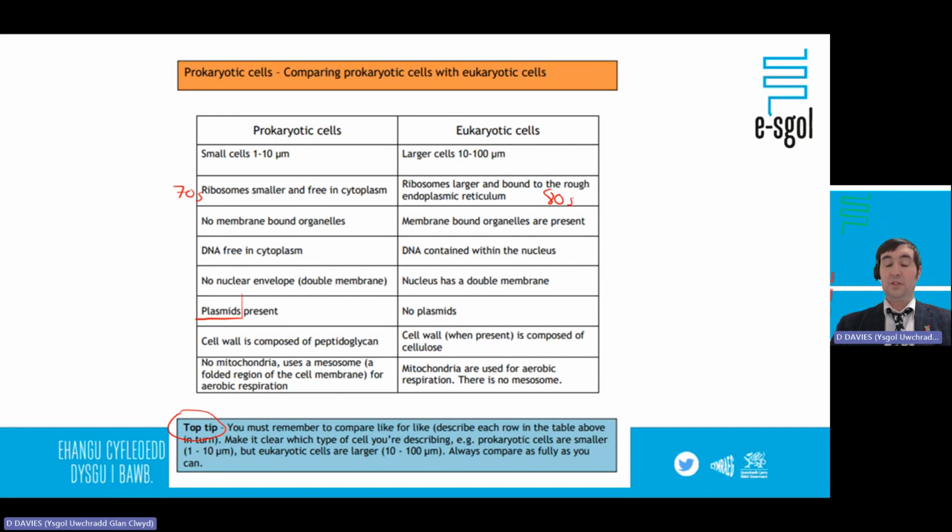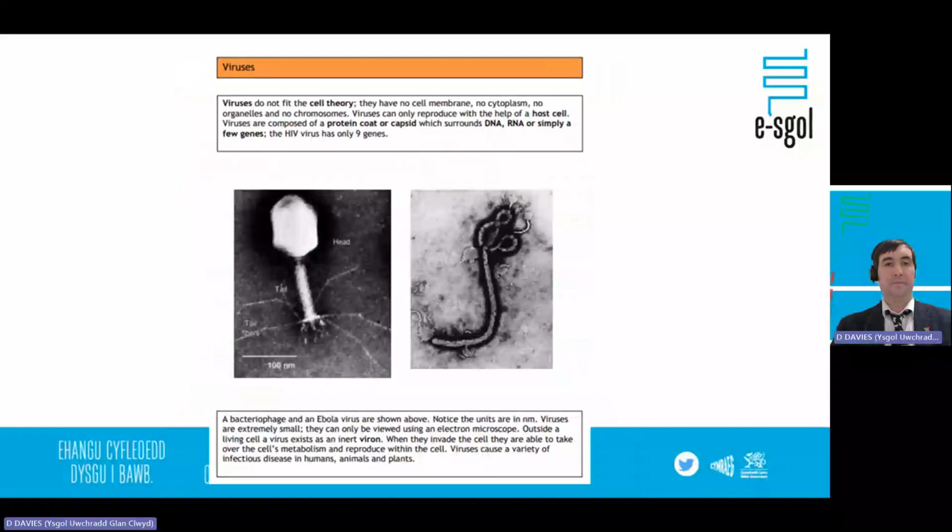What students tend to do is list the features of a prokaryotic cell and then list the features of a eukaryotic cell. You need to say prokaryotic cell is this, eukaryotic cell is that. That's the case for all comparing questions. So in your past paper questions, if it's asked for a comparison, this is this, that is that. Not this is all of these and this is all of these. Like for like. Just a generic top tip there for you.